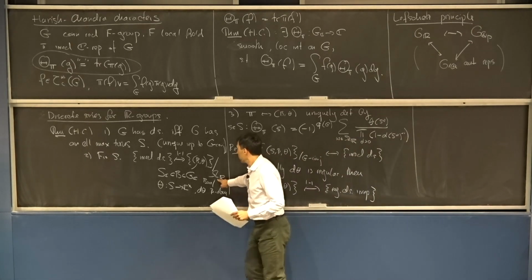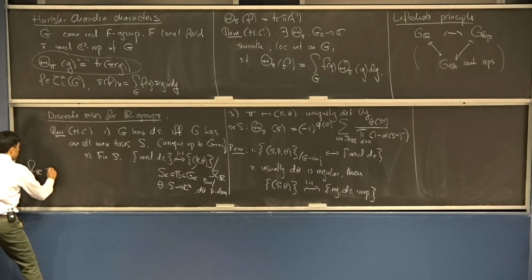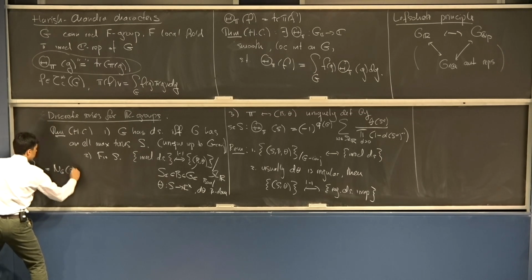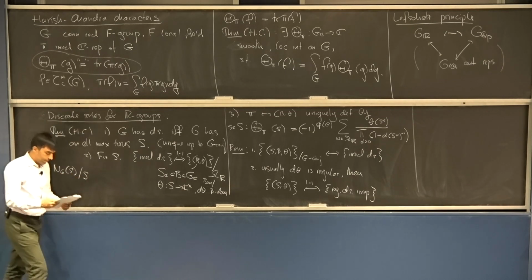Here? Yeah. So these are the real points. This is a normalizer in G of S mod S. And these are all real points for me. Real points of G, real points of S. Yeah, thanks.